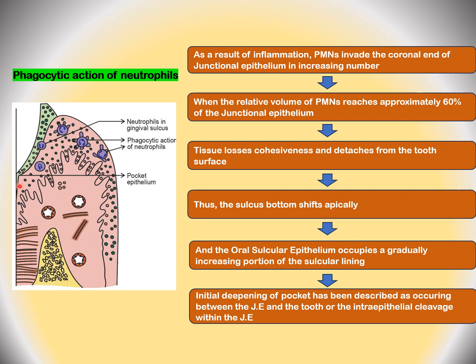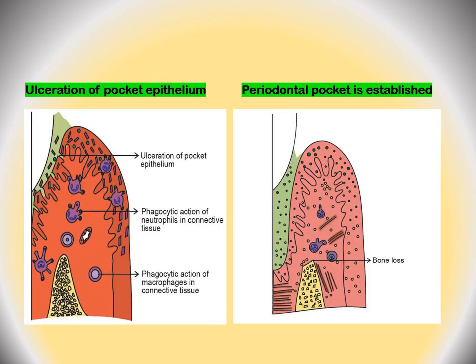The oral sulcular epithelium then gradually lines more of the sulcus. Early pocket deepening occurs either between the junctional epithelium and tooth or within the junctional epithelium itself. So there is ulceration of the pocket epithelium and finally establishment of the periodontal pocket.